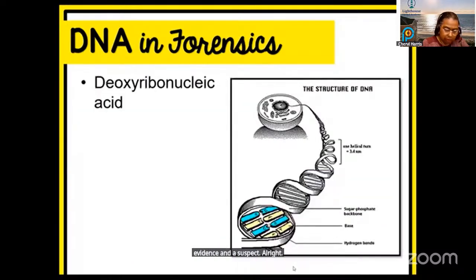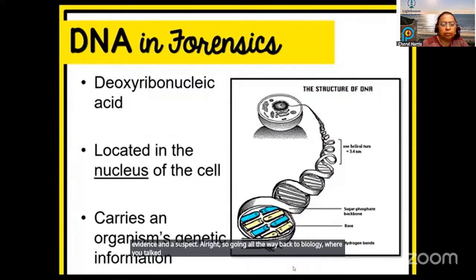All right, so going all the way back to biology where you talked about the cell, DNA stands for deoxyribonucleic acid.